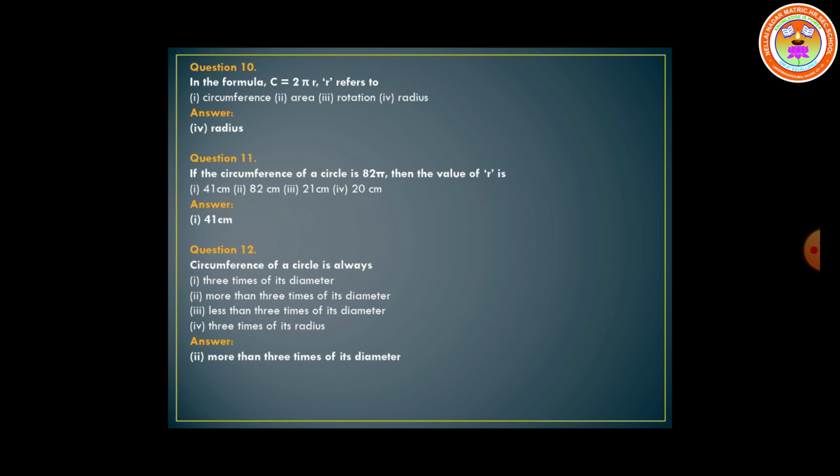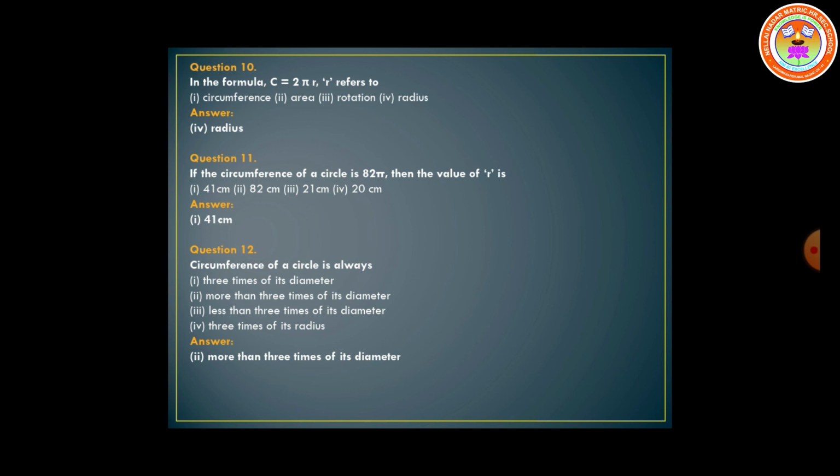Next question, in the formula C is equal to 2 pi r, R refers to what? The first one circumference, second one area, third one rotation and fourth one radius. So R refers to what? Radius. The answer is radius.